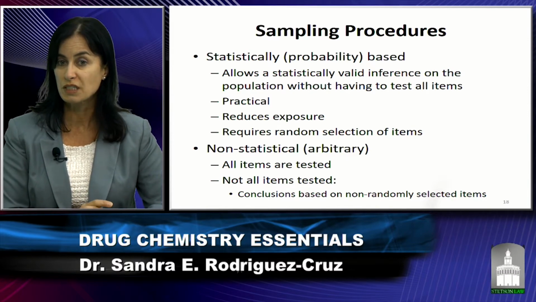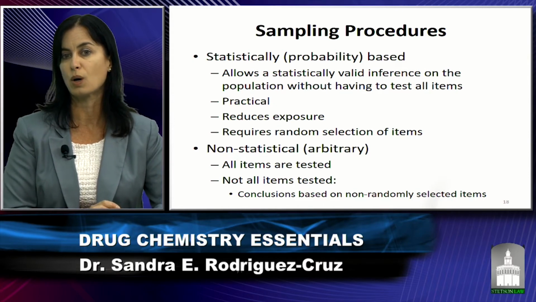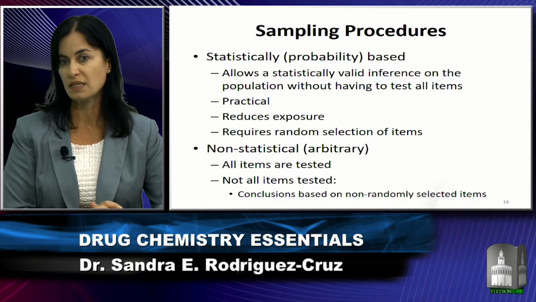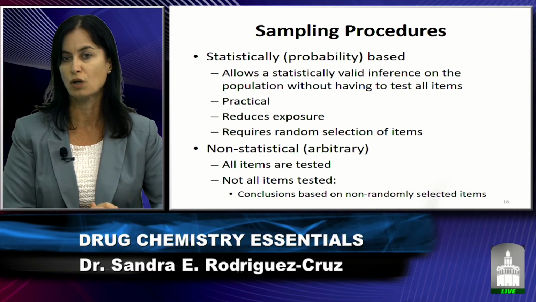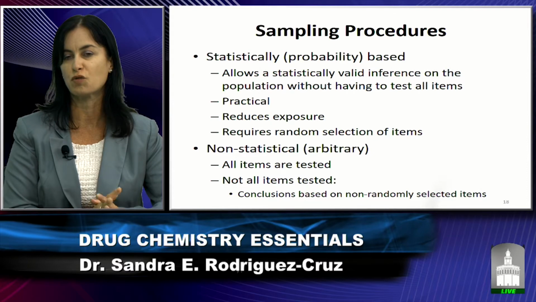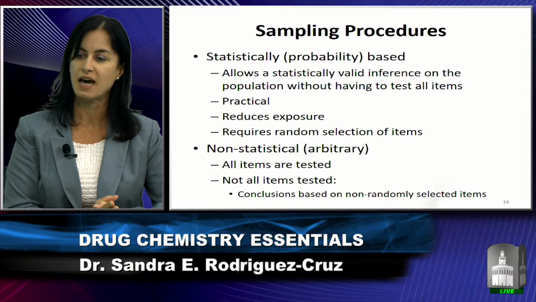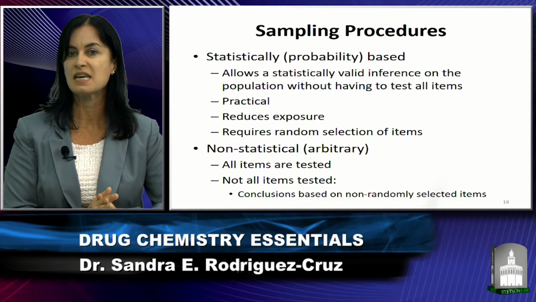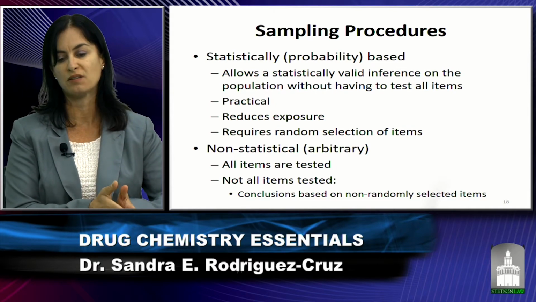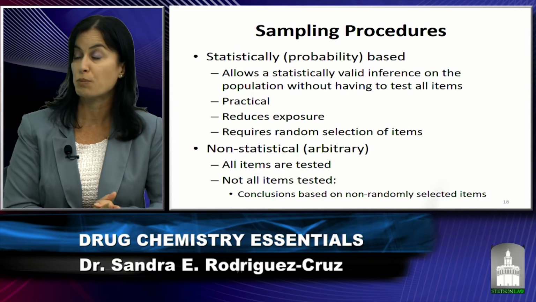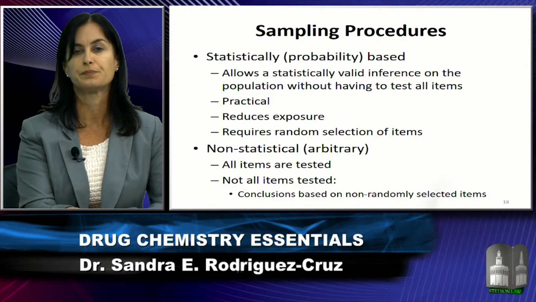Now, in some jurisdictions, the sampling may be non-statistical, where not all items are tested. They don't need to be tested. They're not needed in order to produce a fast turnaround result. And one thing to remember is that if this is the type of procedure used for sampling, then an analyst or a laboratory cannot make an inference on the entire population. If an analyst only tests one tablet out of 100, then the laboratory report should read that only one tablet was analyzed.